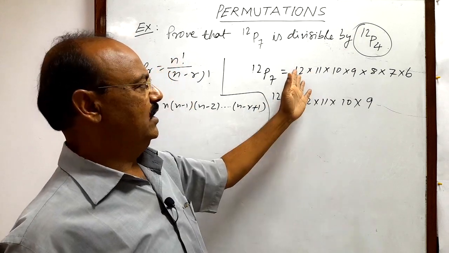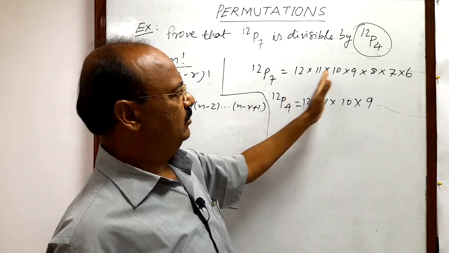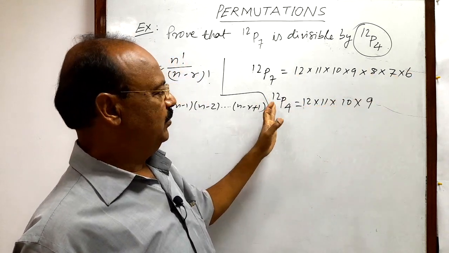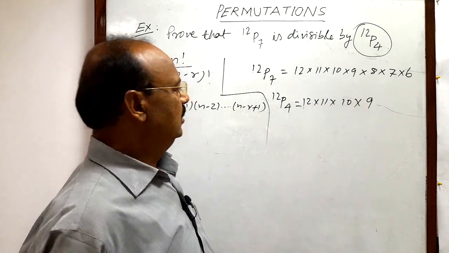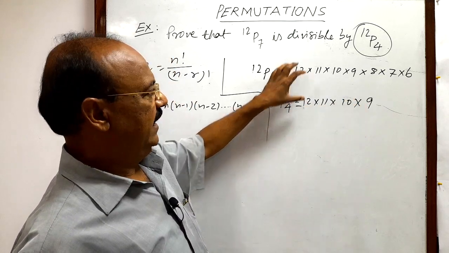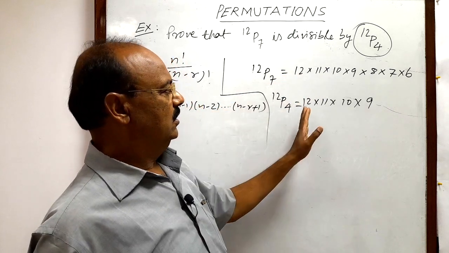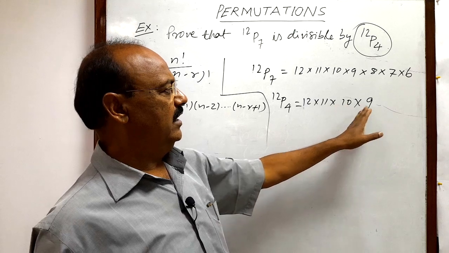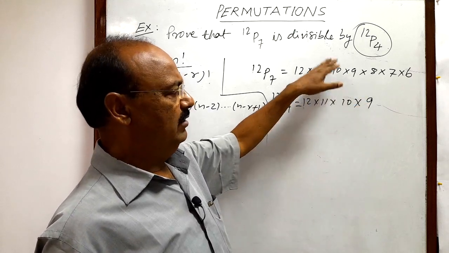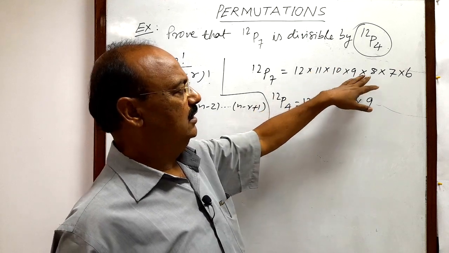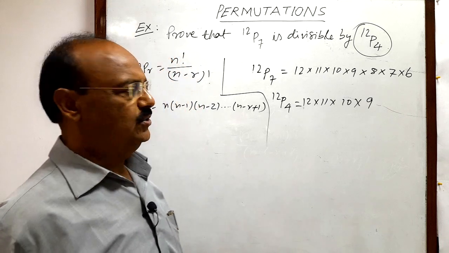This is very obvious. 12P7 has factors from 12 to 6 and in 12P4 we have factors from 12 to 9. So very obviously 12P4 can divide 12P7, because these 12, 11, 10 and 9 factors will be cancelled out, and after division we will get the result that will have the factors 8 into 7 into 6.